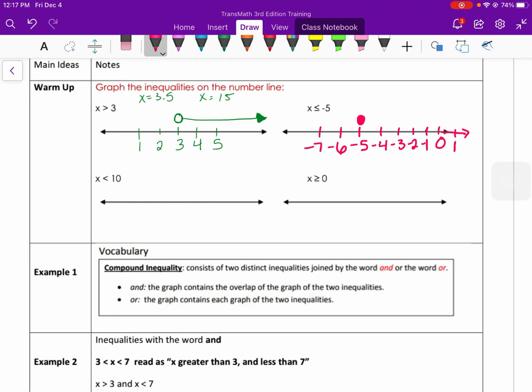because negative 5 is a solution. Negative 5 is equal to. And then the numbers that are smaller than negative 5 are on the left side. So this time we'd go to the left. x is less than or equal to negative 5. You try the other two on your own for a warm-up.